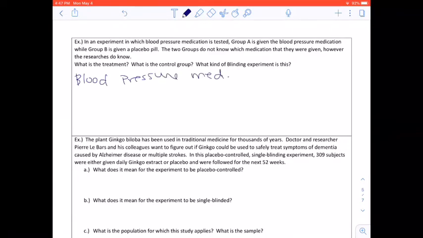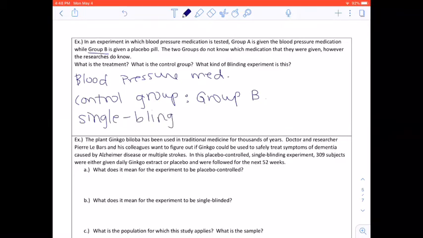And that is our treatment. Our control group is the group that's given the placebo pill, and that would be Group B, or the placebo group. And it says that the researchers do know, but the experimental unit does not. So this is blinding, or single blinding, sometimes it's written as. So this is a single blinding experiment. Again, it can also be just written as blinding. So single blinding.